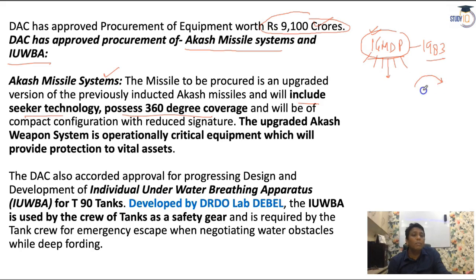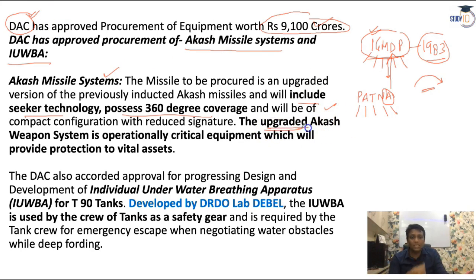And all the missiles will be ballistic. Ballistic means they will go in a parabolic path. Okay, this type of missile will be developed, and the total number of missiles was 5. What are they? Prithvi, Agni, Trishul, Nag and Akash. So Akash was actually under the IGMDP program, which was brought in 1983. For the improvement of this Akash, this is the DAC mechanism, where they have a discussion.